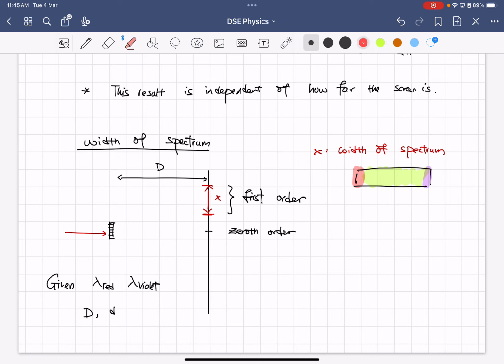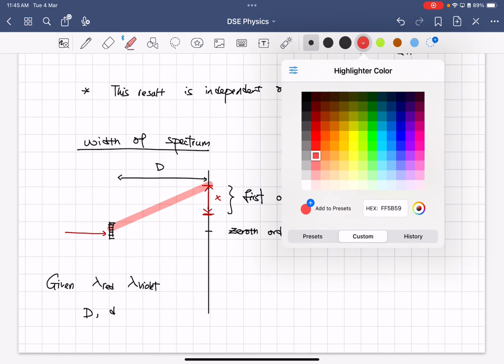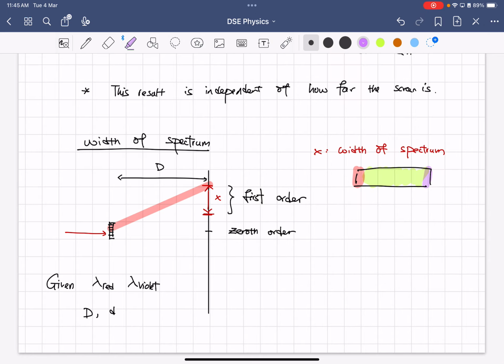Now, the red light will be further away from the center, while the violet light is near the center. In the middle, you will have the yellow, green, and other colors. So now, how can we find this width?